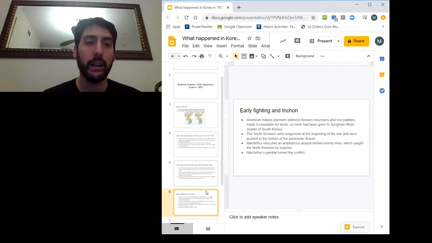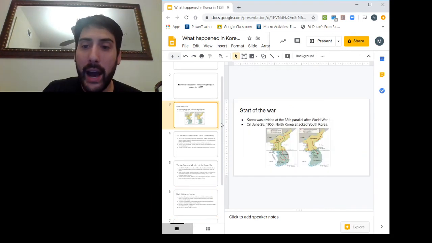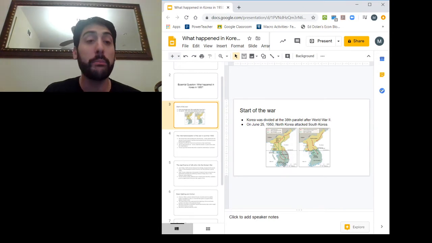the South was completely unprepared, right? They were totally outgunned. And as we're going to see, like the very beginning of the war, the North is crushing the South militarily, right? And so basically they get pushed all the way back down here, this tiny little piece in the South called Busan, right? That's where the last of the South Korean troops are.